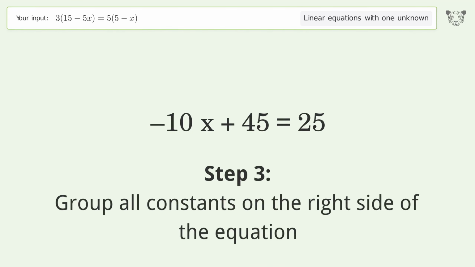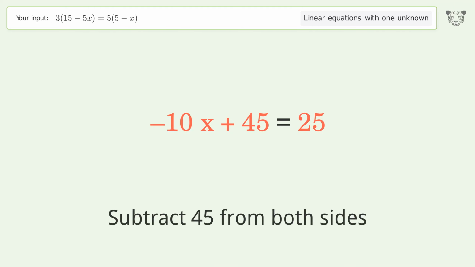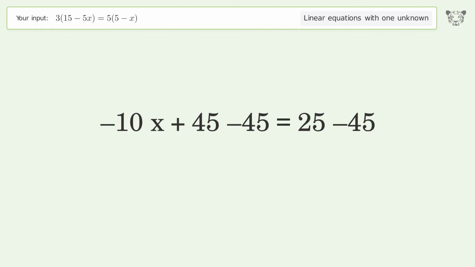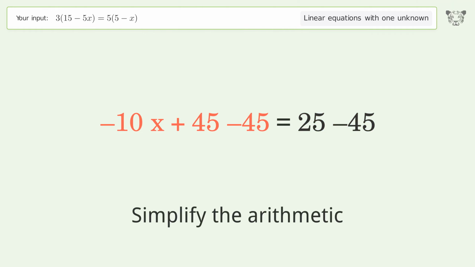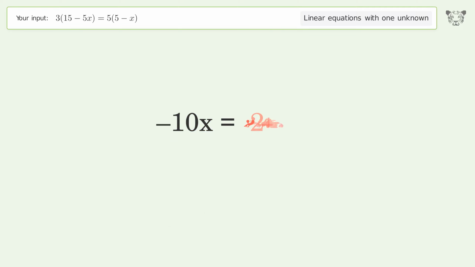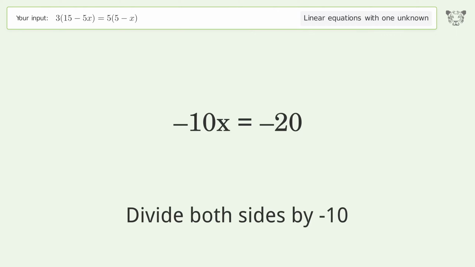Group all constants on the right side of the equation. Subtract 45 from both sides. Simplify the arithmetic. Isolate the x. Divide both sides by -10.